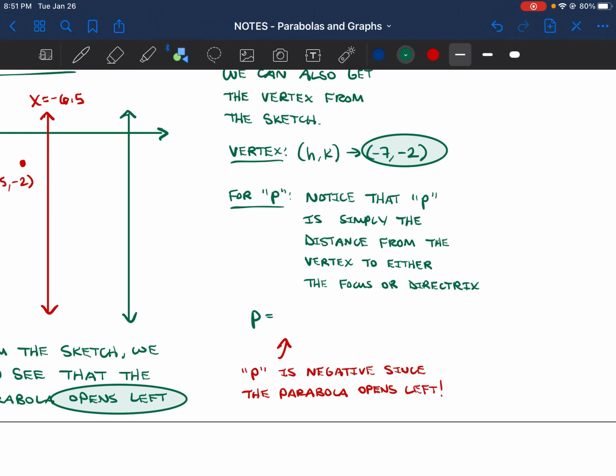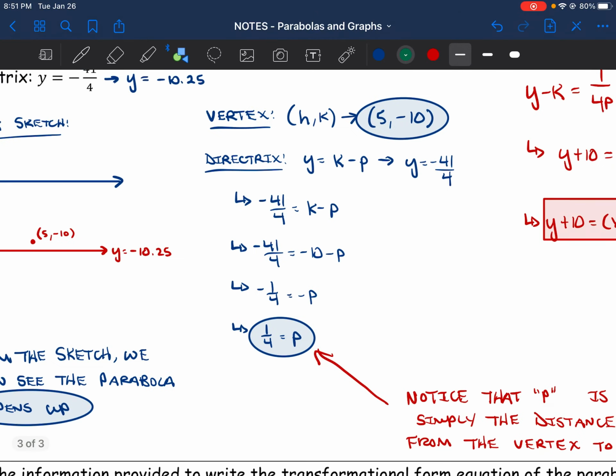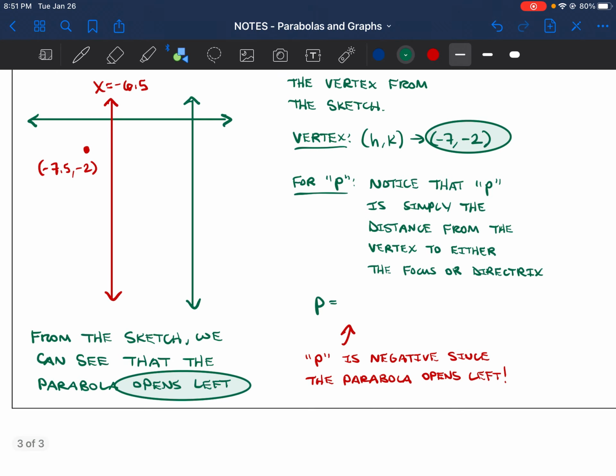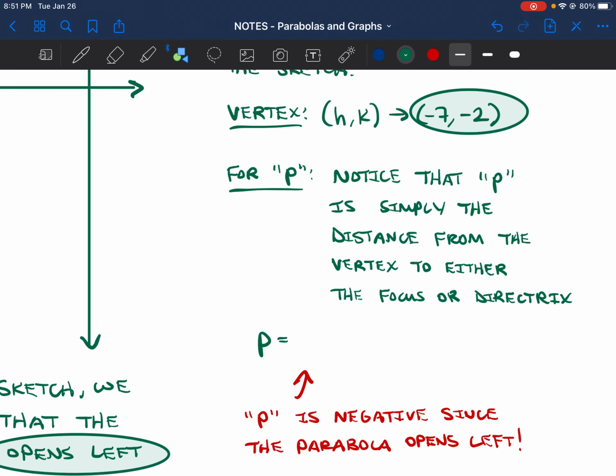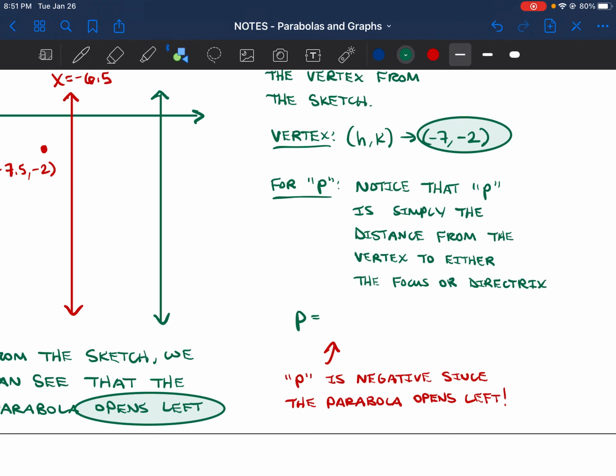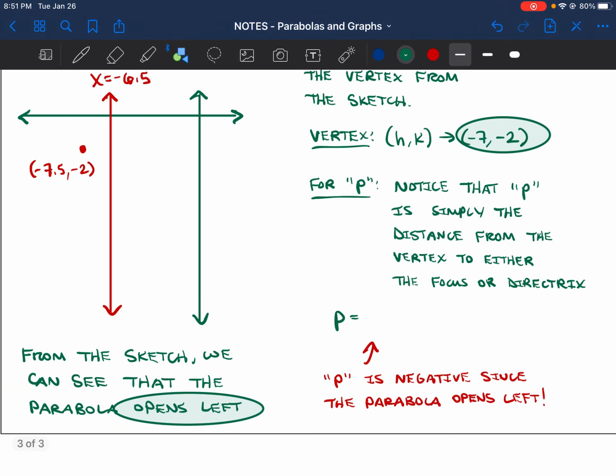Now, instead of going through all the math like we did up here to find the value of p, let's common sense our way through this. We know that p is the distance from the vertex to the focus, or the vertex to the directrix, doesn't matter. The vertex is (-7, -2), and the focus is (-7.5, -2). Well, then p is just going to be -1/2.